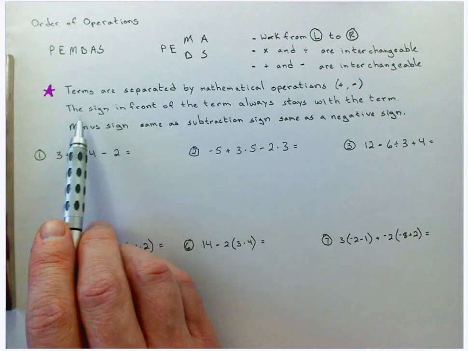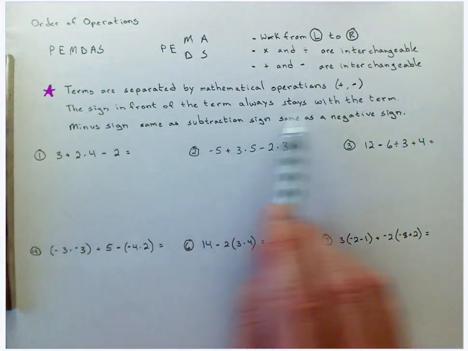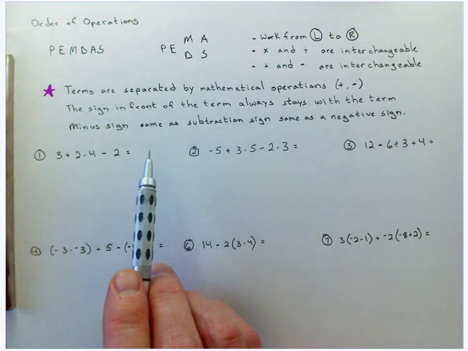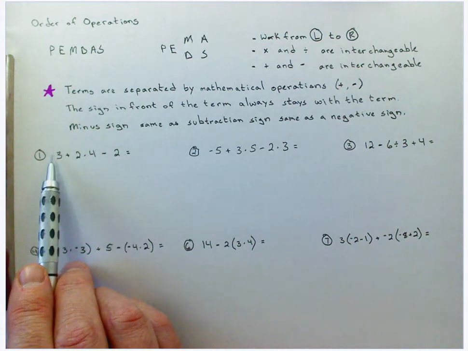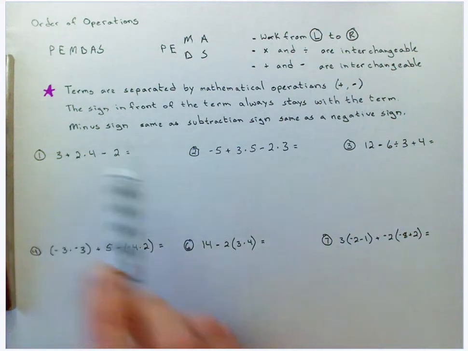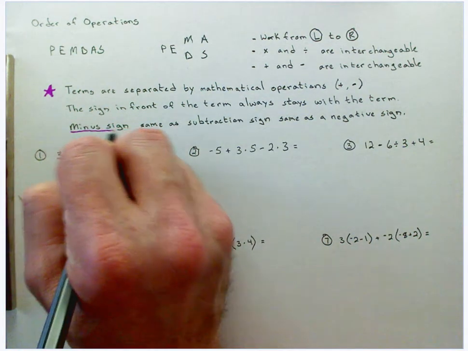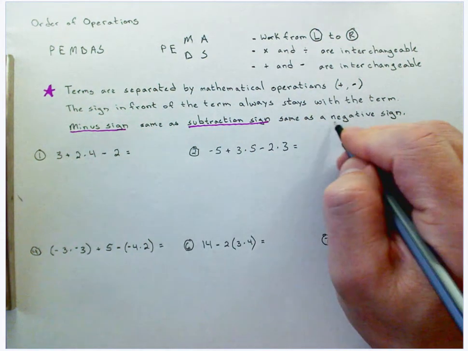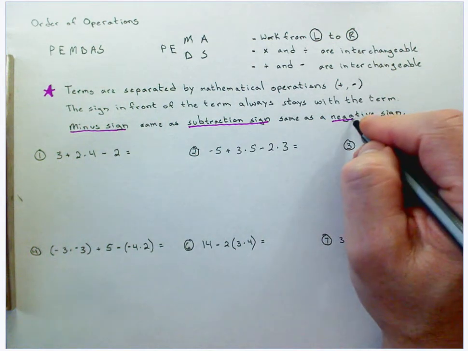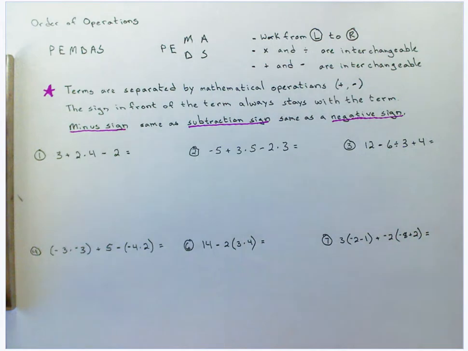One thing to keep in mind is that the sign in front of the term always stays with the term. If there is nothing in front of the term, what do we consider it to be? Positive. Also note that a minus sign is the same as a subtraction sign, and it is the same as the negative sign on a number. They're all the same. So with that being said, let's look at some problems.